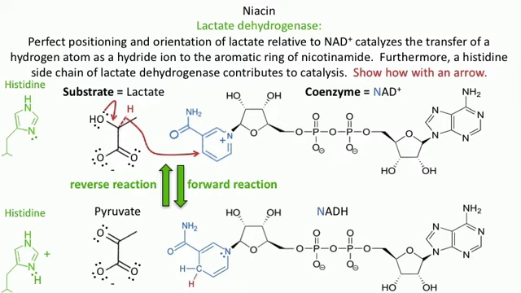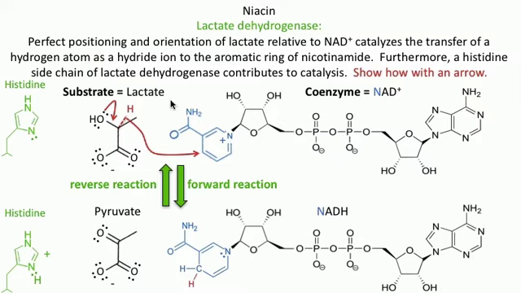And I want to point out that positioning is 99% of catalysis. You position it perfectly so that the electrons here are right next to the aromatic ring. But in addition to positioning the substrate and the coenzyme for the optimal reaction, lactate dehydrogenase further catalyzes the reaction by positioning this histidine next to the lactate. Can you draw an arrow to show how this histidine residue will contribute to the catalysis? Please take a stab at that.